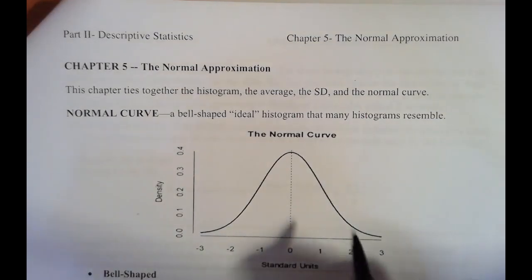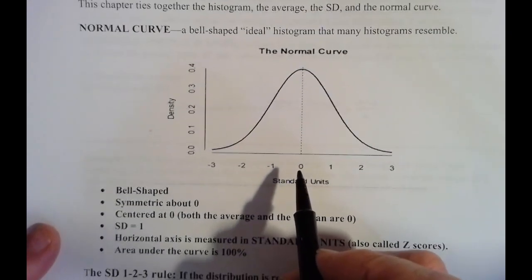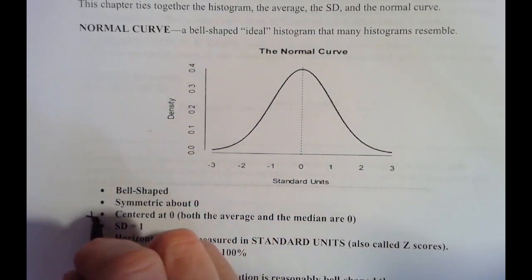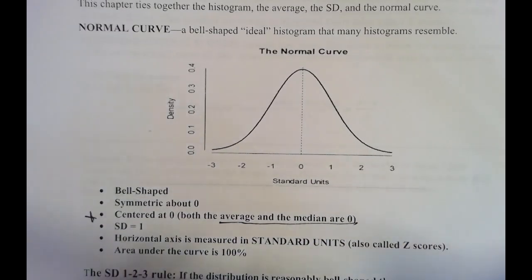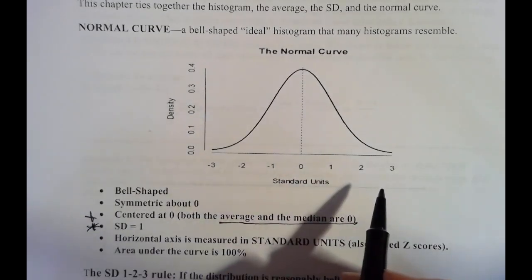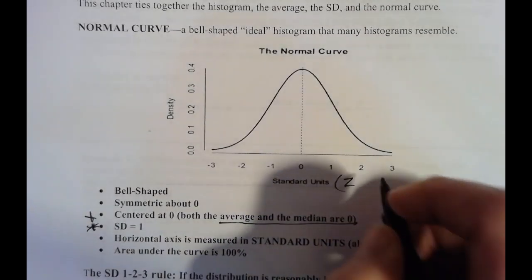It's a continuous histogram, and it's centered at 0. It's symmetric around 0. It's centered at 0, so its average and median are both 0. And its standard deviation is 1. And this horizontal axis here is measured in something called z-scores.